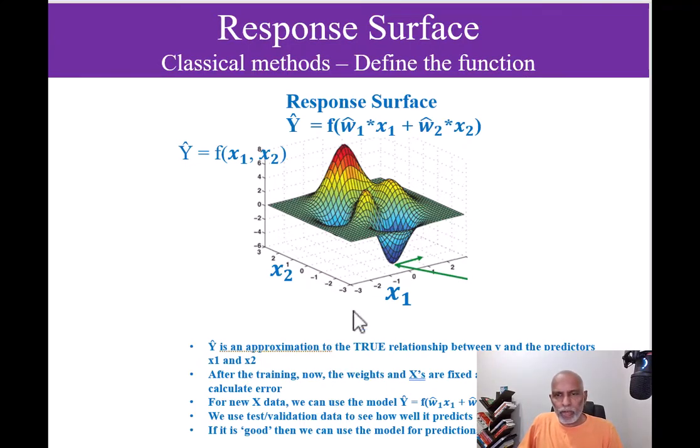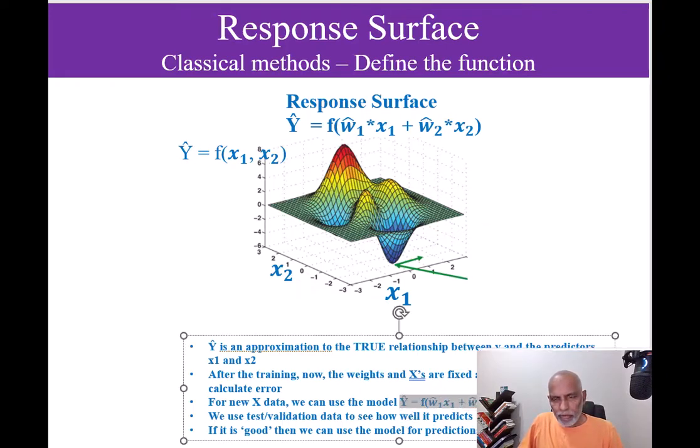So after the training, the weights are fixed, and hence we can calculate the error. For new data, we can use the model y hat equals f of w1 hat x1 plus w2 hat x2. The w1 hat and w2 hat are estimated values from the data to predict y. Because the w's are known and the x's are already known from the data points, for every data point in the training we can estimate y hat values, and for the new test data we can do the same thing.